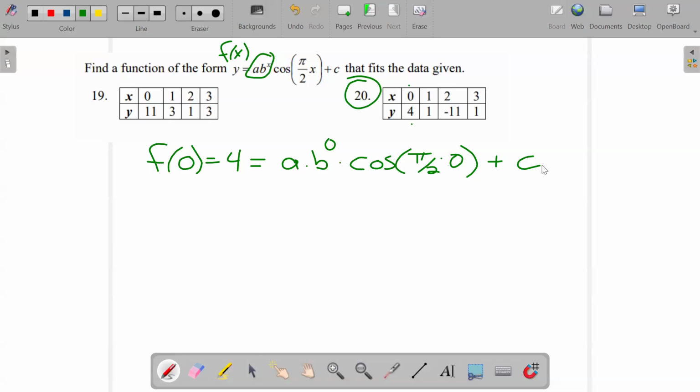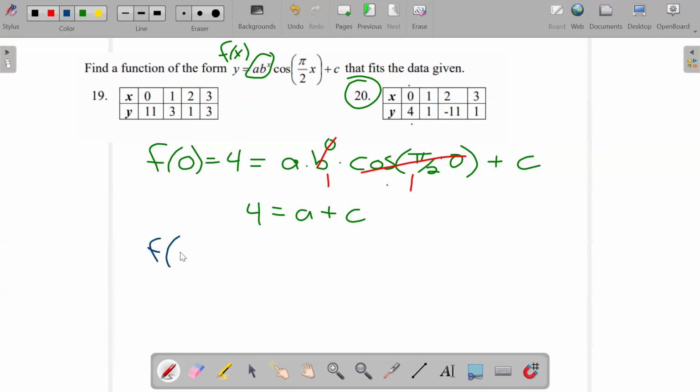All right, what do we know? Let's see, b to the 0 is going to be almost 1. Yeah, a non-zero number to the power 0 is 1. Cosine at 0 is also 1. So we get a times 1 times 1, which is a, plus c equals 4. So unlike the previous problems we tried, we don't get an immediate number on one of those. So we try another point.